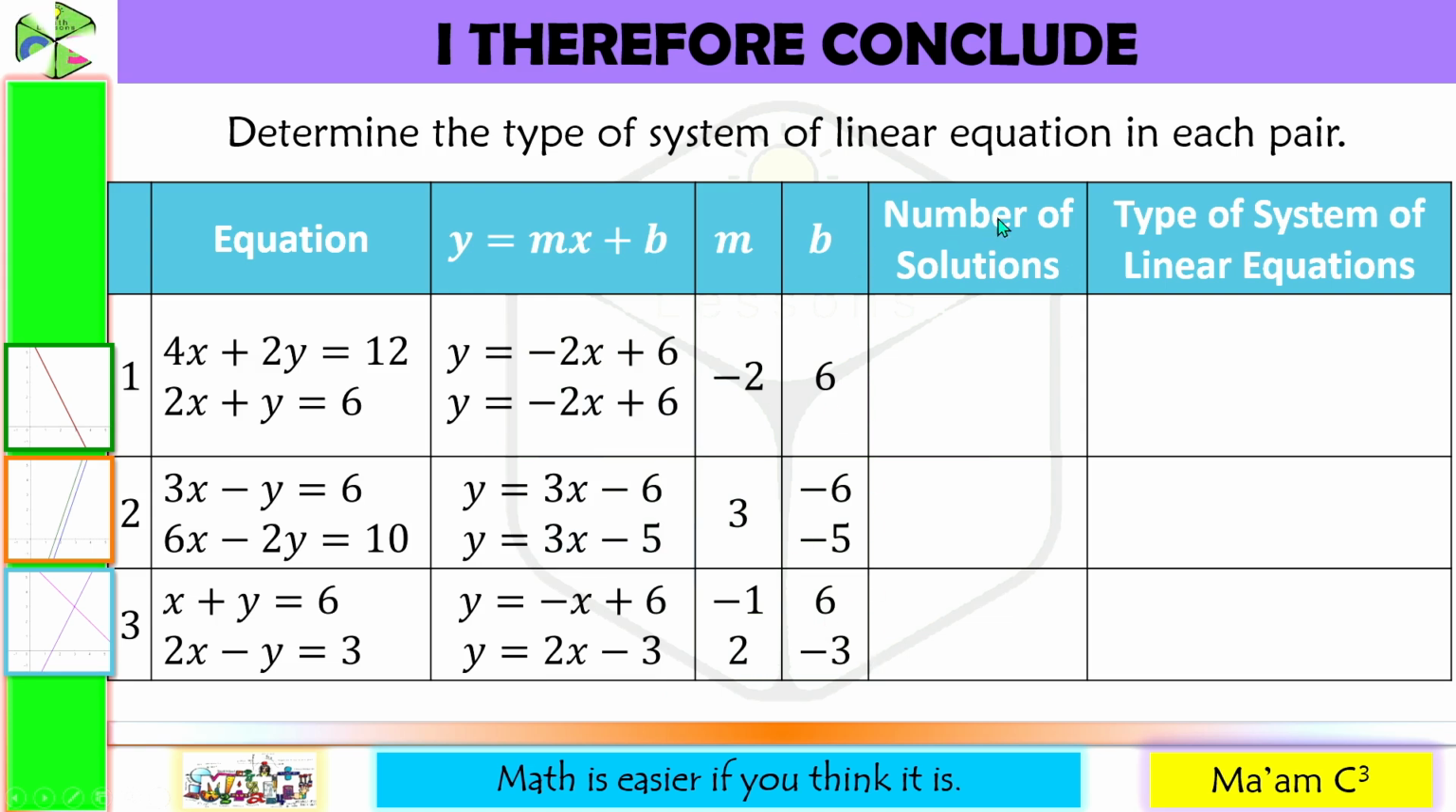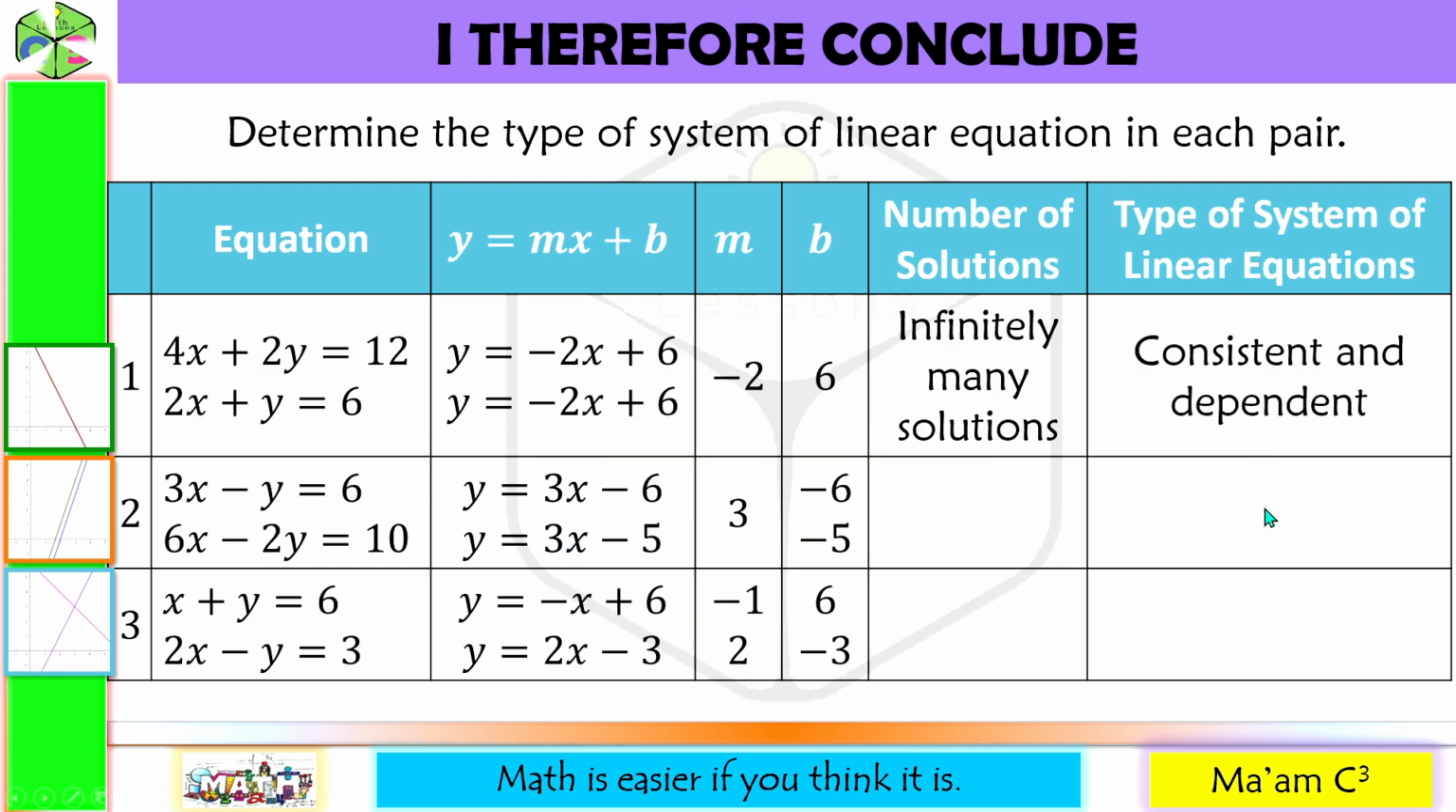Now we are asked to look for the number of solutions. In pair number 1, since we have coinciding lines, each point on the first equation coincides with the point of the second equation, meaning we have infinitely many solutions. And this type of system is called consistent independent.